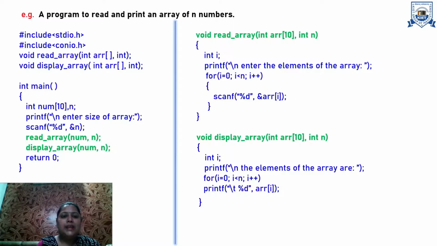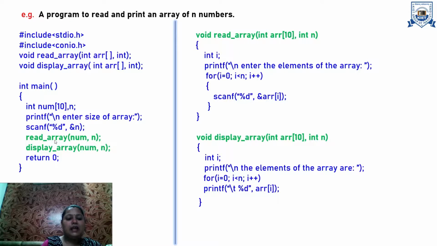So, a program to read and print an array of n numbers. I have taken two functions, one for reading the array and one for displaying the array. This is the function prototype, right? Then within the main function, first you have to enter the size of the array. The maximum size that I have taken is 10, right? And n is a variable which is used to define the size of the array, whatever you want to enter. Then for reading and for displaying, there are two functions, read array and display array.